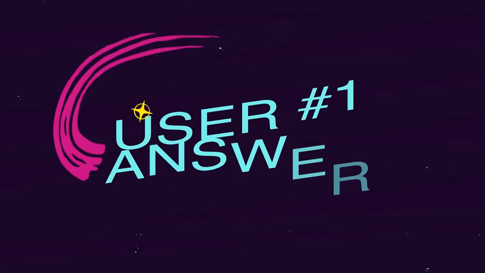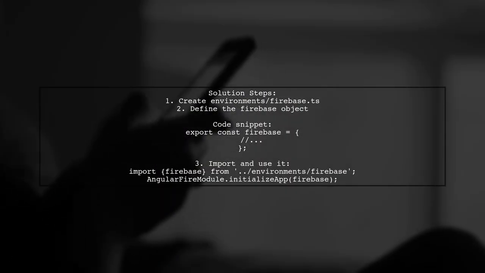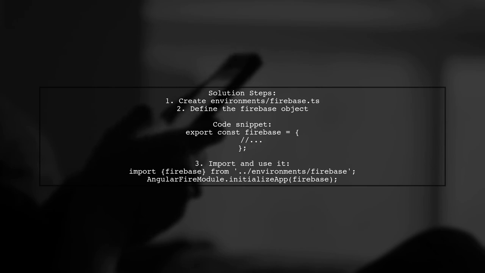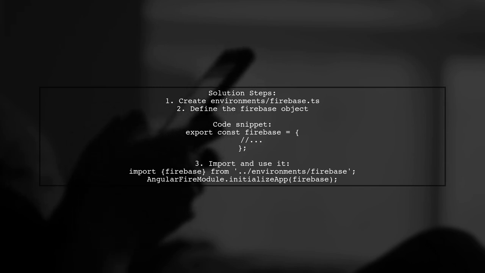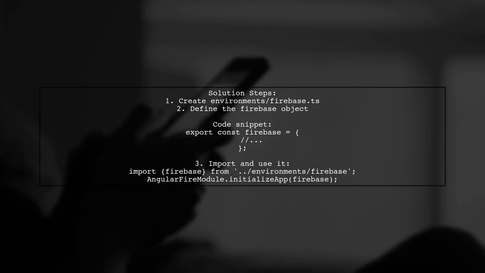Let's now look at a user-suggested answer. To resolve the issue of the missing Firebase property, create a new file named environments-firebase.ts. In this file, define the Firebase object. Then, import this object in your main file and use it to initialize Angular Fire module.